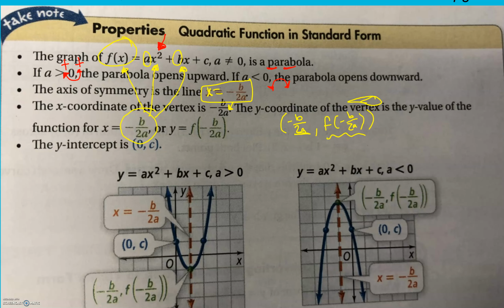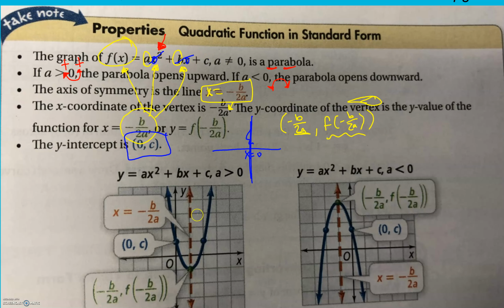We also have one more point here, our y-intercept. Remember, our y-intercept happens anywhere that x is 0. Y-intercept happens anytime x is 0. It's where we cross the y-axis at. And our y-axis is when x equals 0. So our point here is always going to be (0, c), because if x is 0, we just get c.